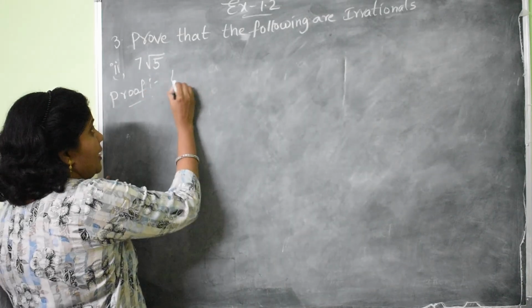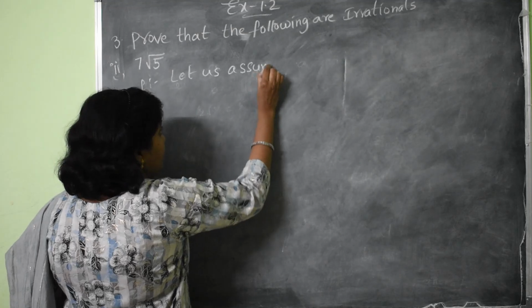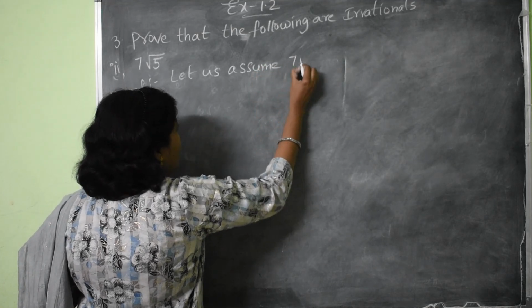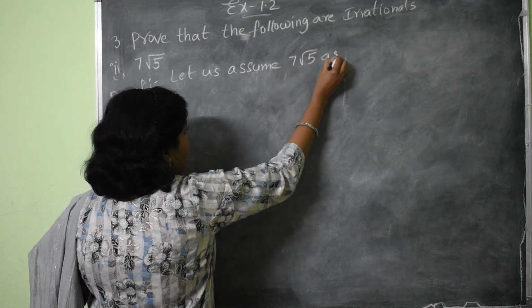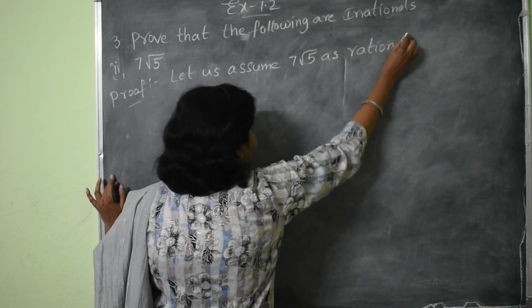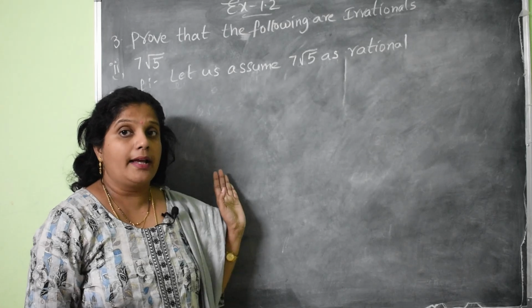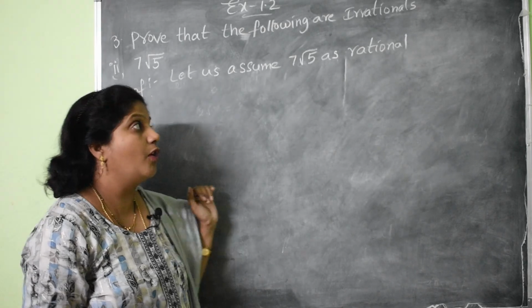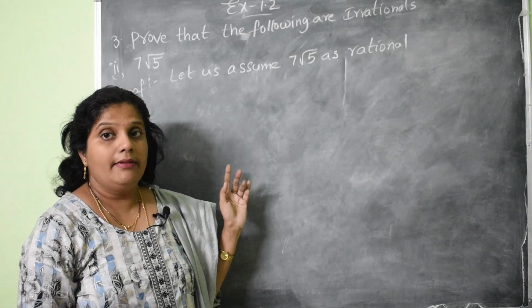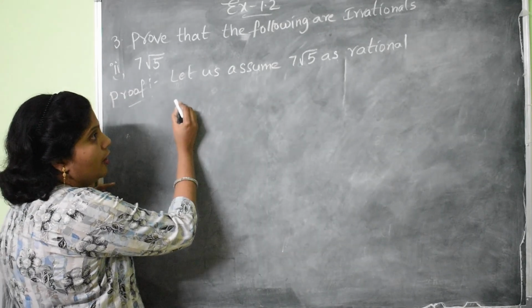So let us assume 7 root 5 as rational. Now what is a rational number? A rational number can be expressed in the form of a by b, where b is not equal to 0, and a, b are co-primes.